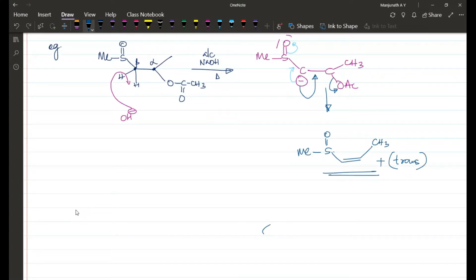Like this you should be able to make out what type of products are formed even if it is E1CB. If it was E2, then what would have happened? If E2, also the same product as that of E1CB. That's why most of the books don't mention this. So if you know E2, you are expected to know everything.